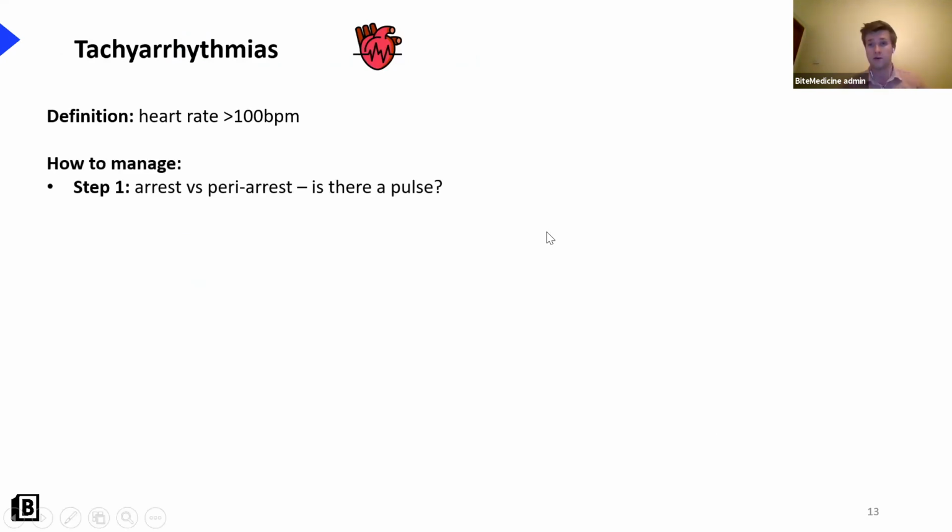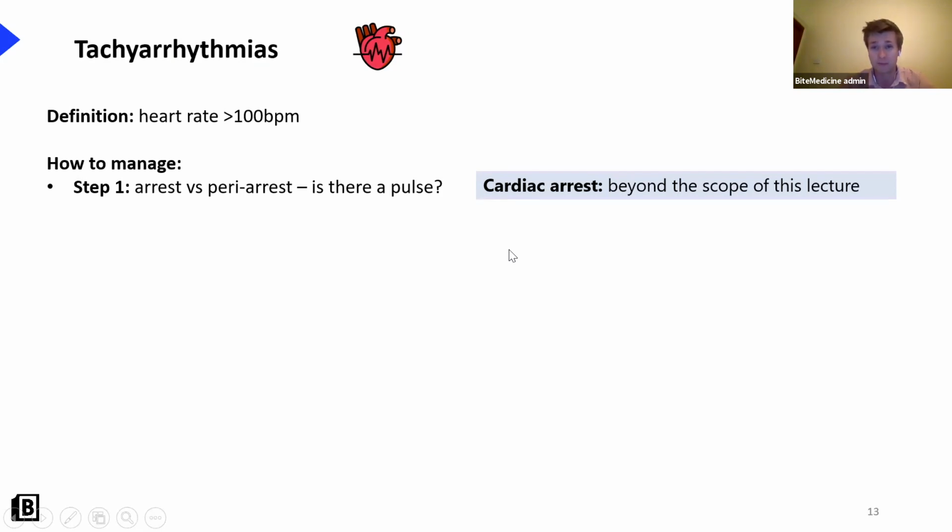How to manage? I've come up with some basic steps that I think would be a sensible approach to take. The first one is ask yourself, does the patient have a pulse? Very important. Sometimes when I've gone to the patient's bedside, I don't even think to do it, which is quite bad. So make sure you check, is this an arrest situation or are we in the peri-arrest situation? Cardiac arrest is going to go a bit beyond the scope of this lecture. I will briefly show you later the 4 major arrest rhythms that you should be aware of, but I'm not going to be going through the whole basic life support stuff.